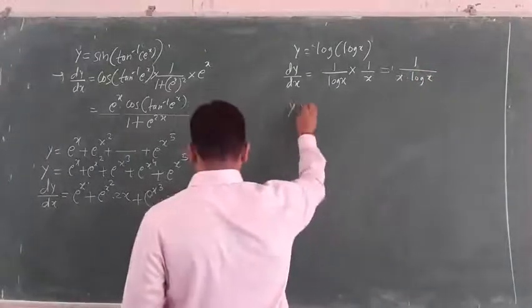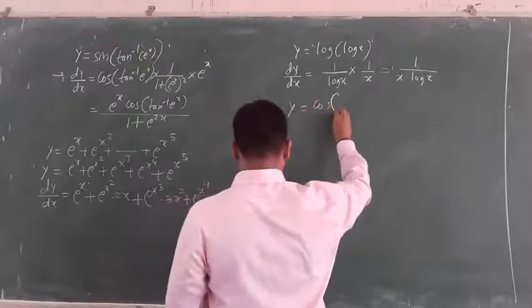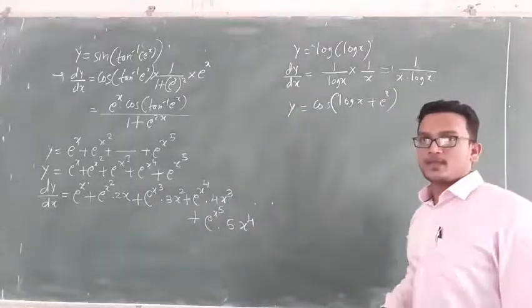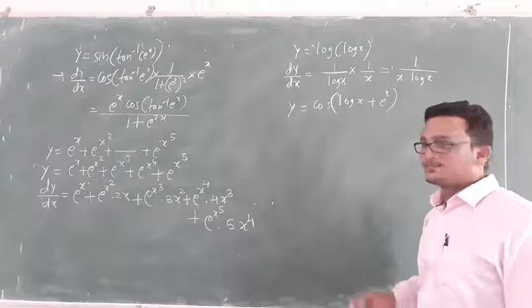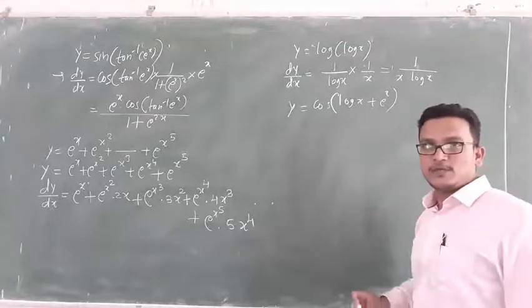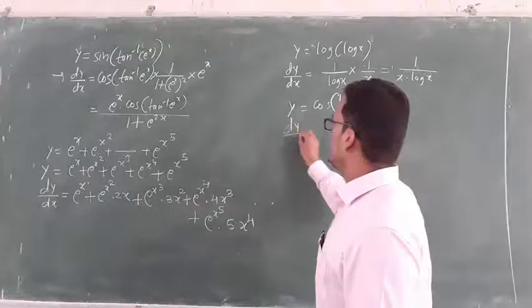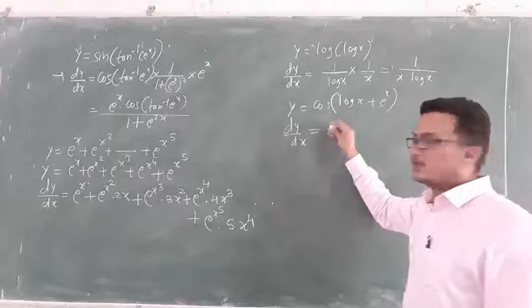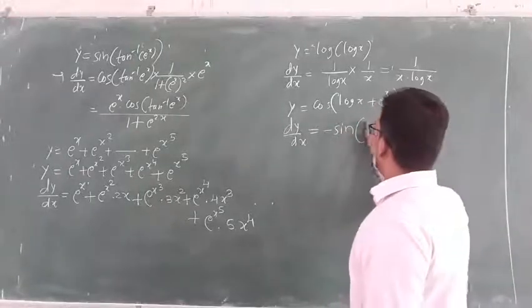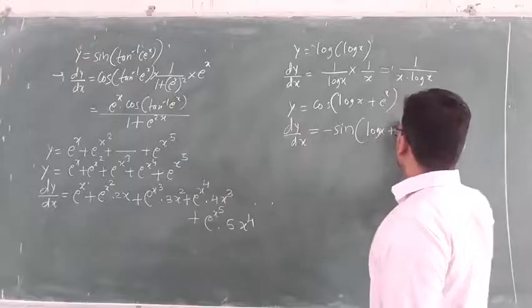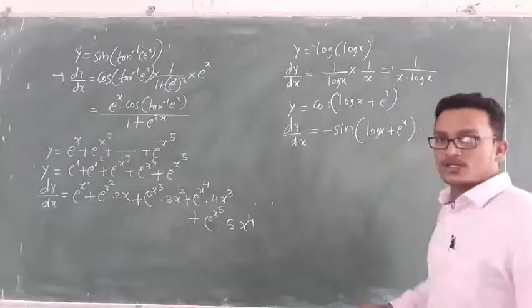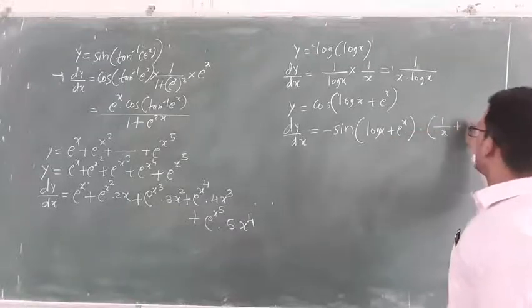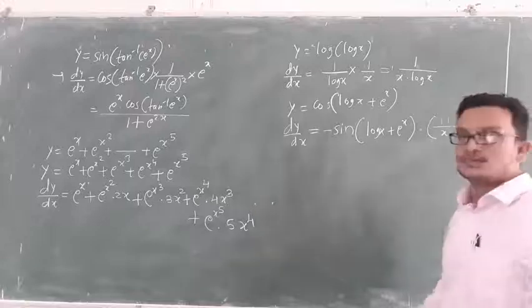Next, y is equal to cos of log x plus e to the power x. So this is again a composition function, cos of log x plus e to the power x. So y derivative is dy by dx, which is equal to, now first we take the derivative of cos, that is minus sine of log x plus e to the power x into log x derivative is 1 by x plus e to the power x derivative is e to the power x. So this is the answer here.